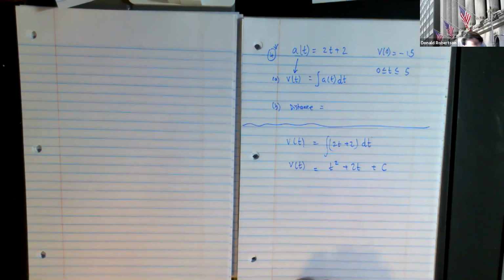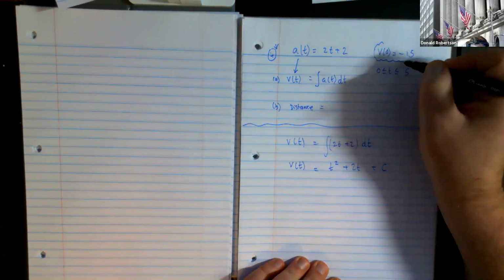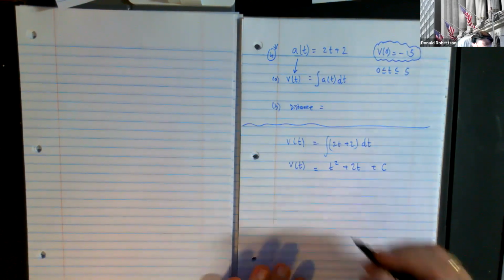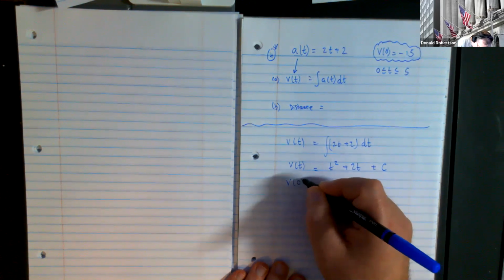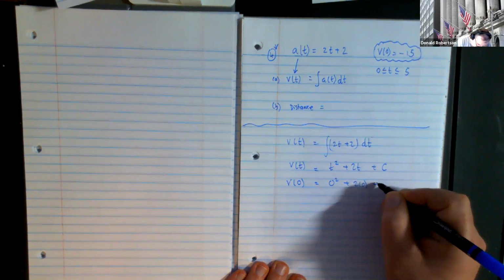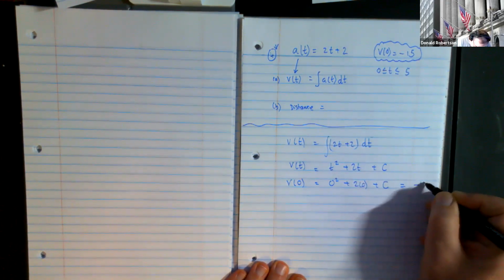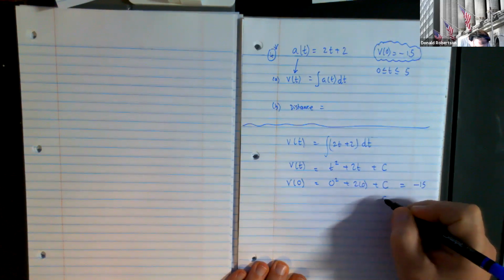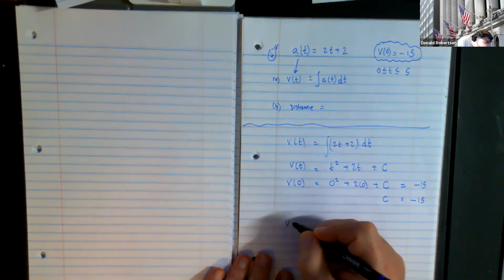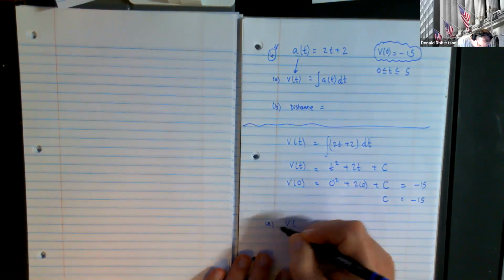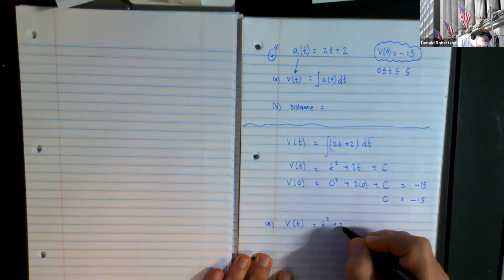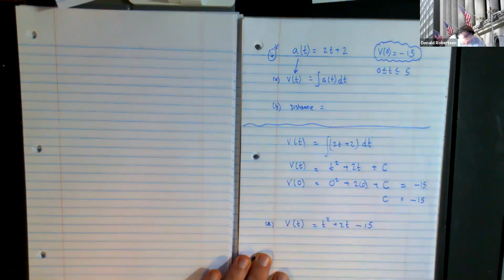And that's cool. And then I'm going to use this information up here to find out what c is. So the velocity at time 0, which is 0 squared plus 2 lots of 0 plus c, has to equal -15. That means c is the number -15. That's what that is. So I now have the answer to A. The velocity at any given time is t squared plus 2t, take away 15.